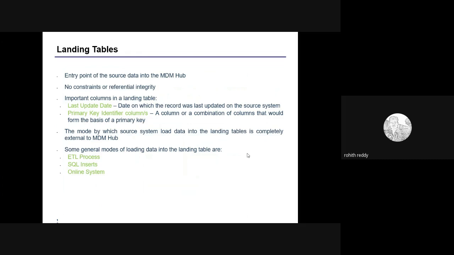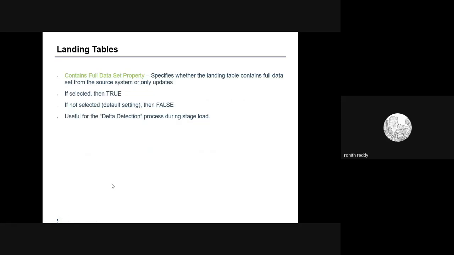In the landing process, I have explained all these things. So last update date, primary key. Last update date is the default column we get in the landing table, which is the last updated time at the source system level. By using any ETL process, SQL inserts, or any application, we load the data into the landing table. Moreover, I have explained the contains full data set property, right? So it holds the full data, or else it is the duty of the ETL team or any external team to load the data into the landing tables in an incremental manner.